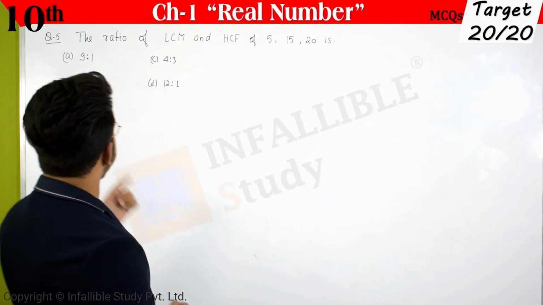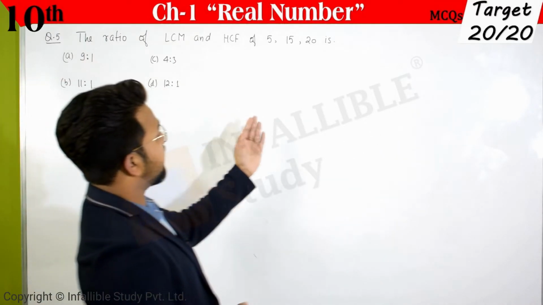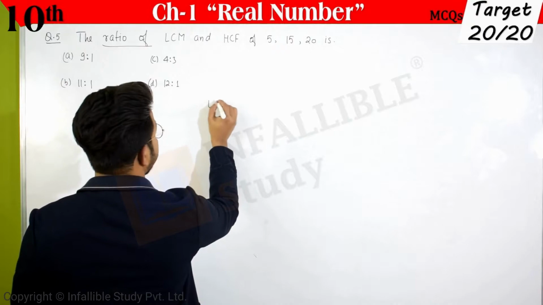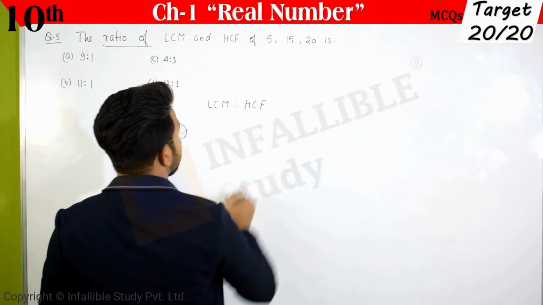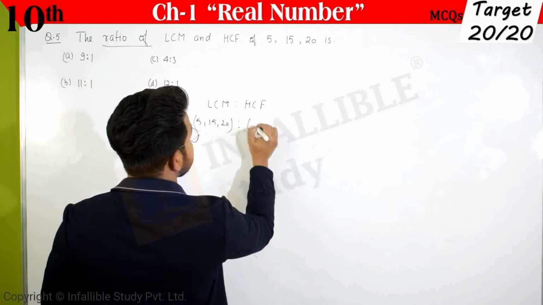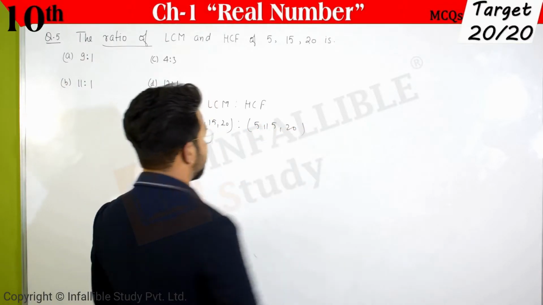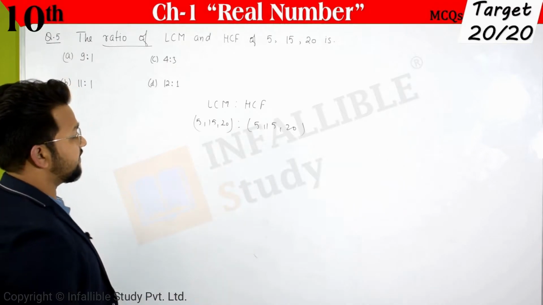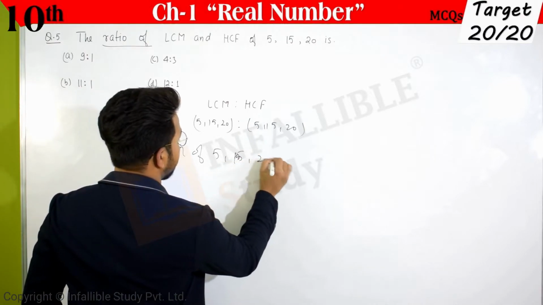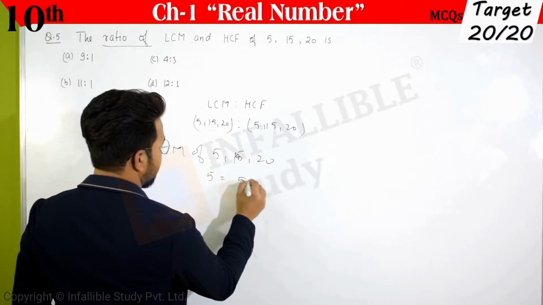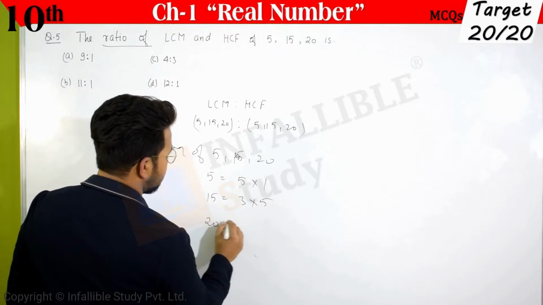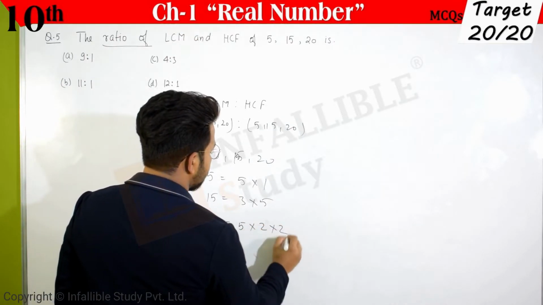In this question we need to find the ratio of LCM and HCF of 5, 15, 20. The question says we need to find the ratio of the LCM of 5, 15 and 20 and also the HCF of 5, 15 and 20. So let's find out the LCM of 5, 15 and 20. 5 is equal to 5 multiplied by 1, 15 becomes 3 multiplied by 5, and 20 becomes 5 multiplied by 2 multiplied by 2.